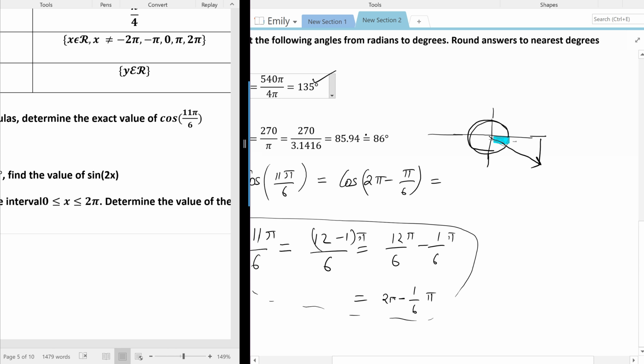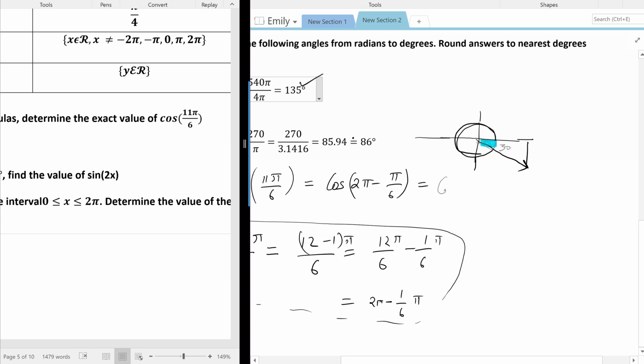So according to the logic, cosine of this angle is the same as cos of pi over 6.